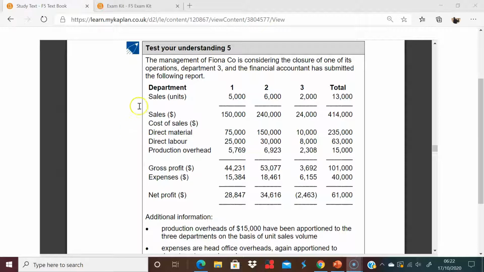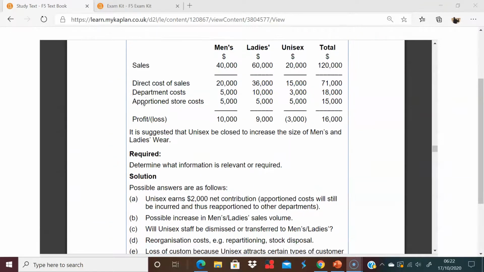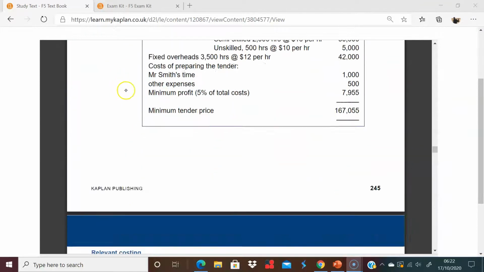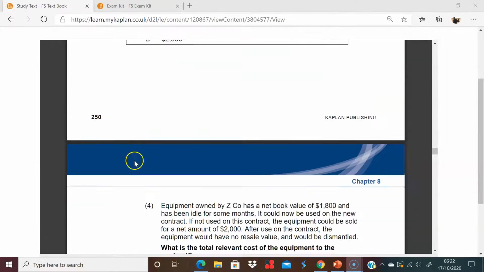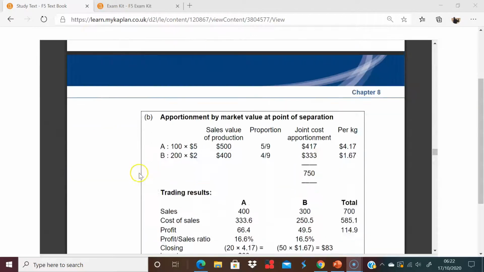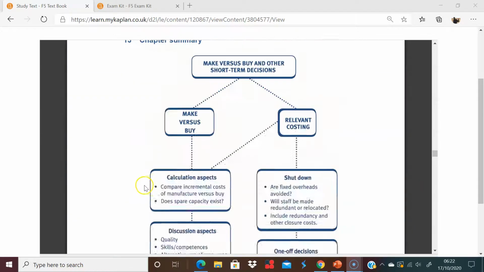So the aim is we need to get to this kind of contribution place, and let's go to the answers. Let's do TYU5 and see what the final answers look like. If you're doing this in an exam, you're just filling out those questions and you're just trying to get there.